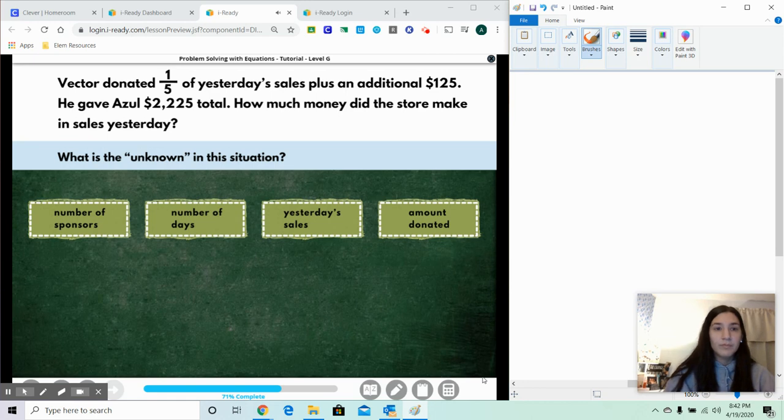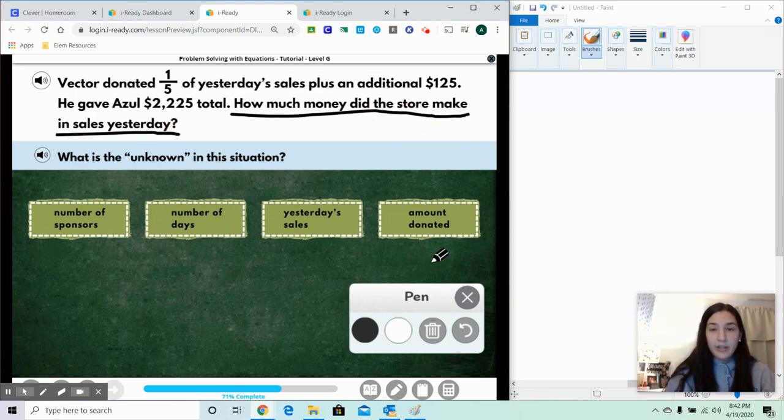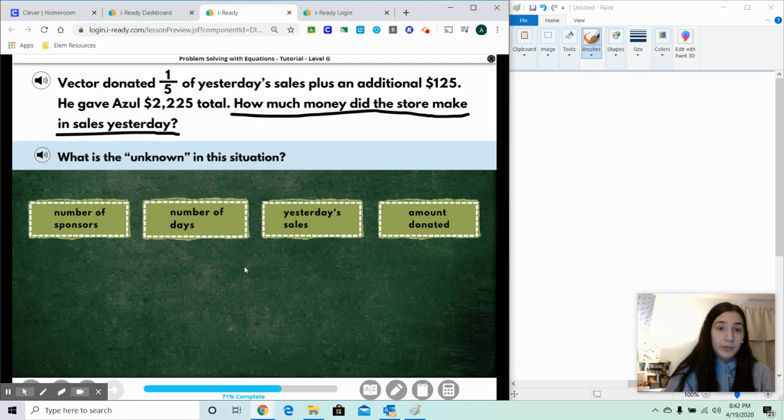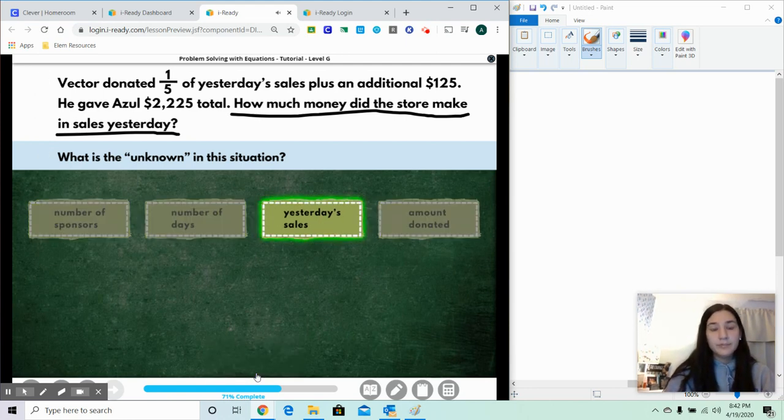What is the unknown in this situation? Okay, here we go. Right to the question. How much money did the store make in sales yesterday? So, what is the unknown? Yesterday's sales. Yeah, let's use S as our variable since we are looking for the sale amount.